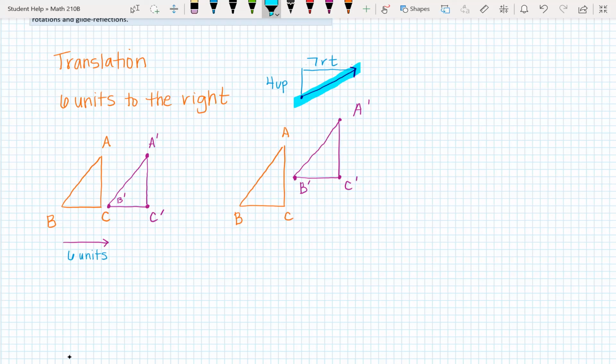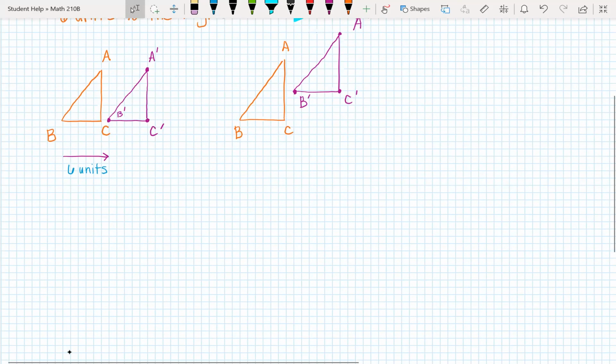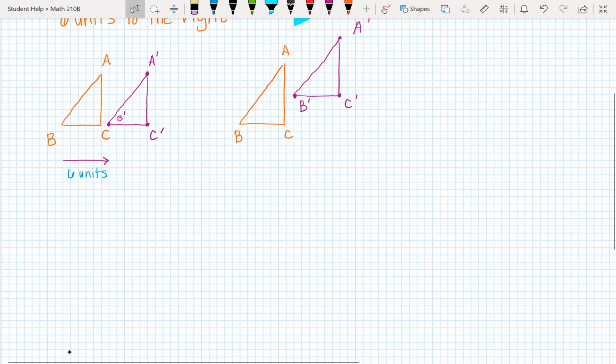All right, the next type of motions that we'll look at are reflections. When we have a reflection, there's typically a line that we are reflecting across. So let's look at a reflection.